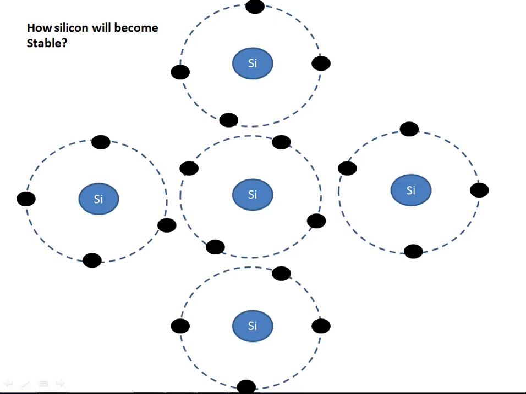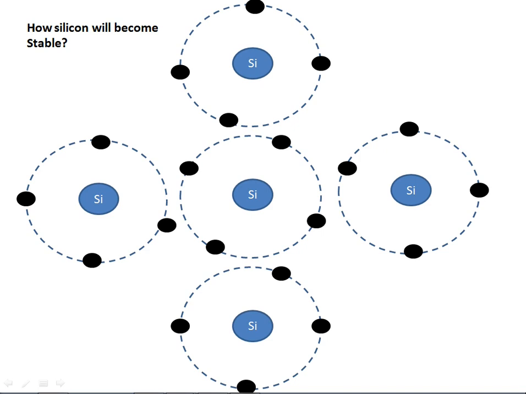Students, today we will discuss the atomic structure of semiconductors. Take a silicon atom. You know very well the last orbit of a silicon atom is filled with only 4 electrons. Then how will silicon become stable?